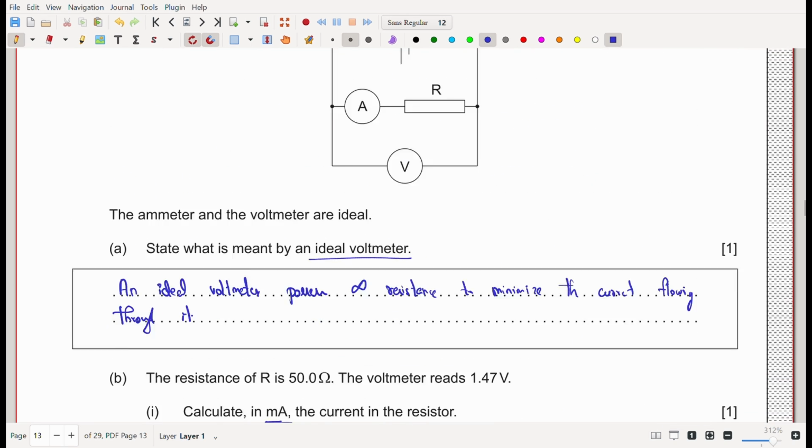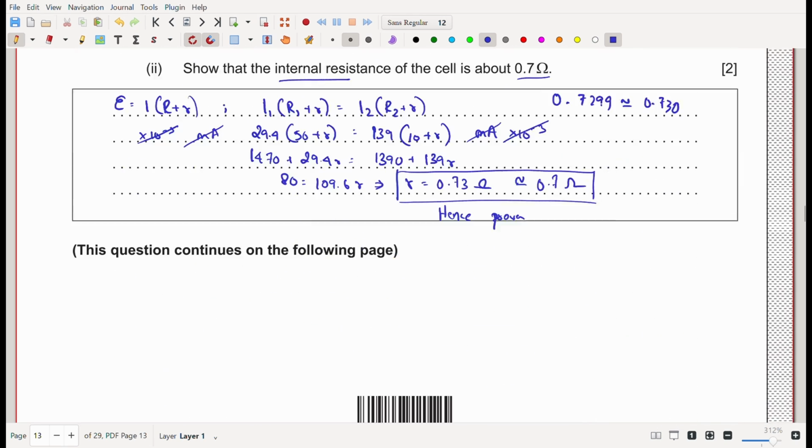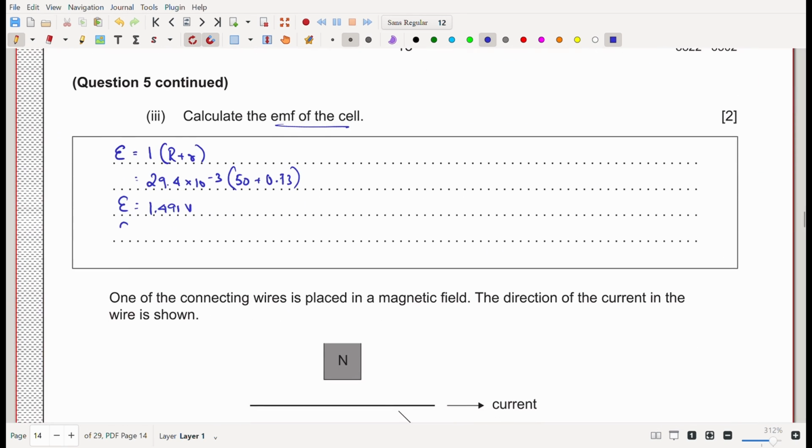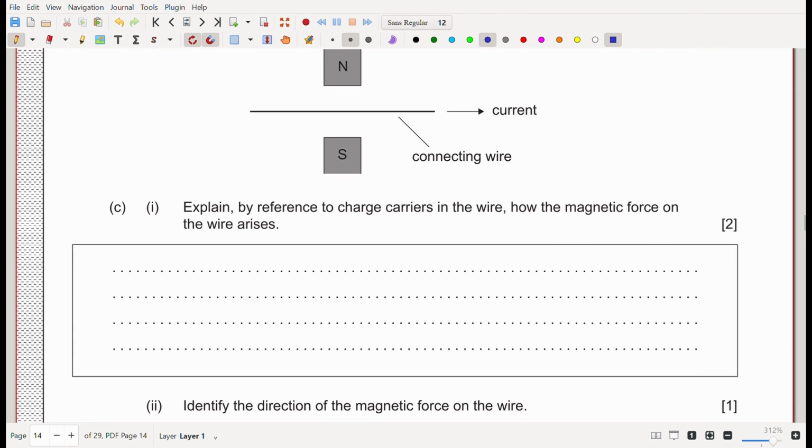But since we are given 3 significant figures everywhere, we're going to write it out. EMF is equal to 1.49 volts. And make sure to write 3SF. Now, of course, you can limit this to 2SF, but don't worry about that. We'll keep it at 3 because that is the correct number of significant figures for this calculation.